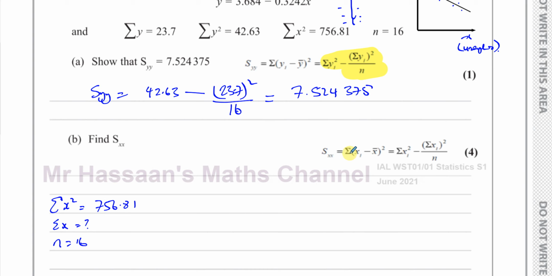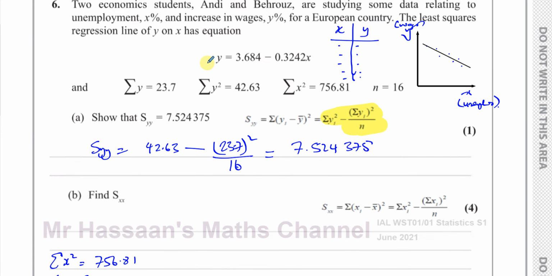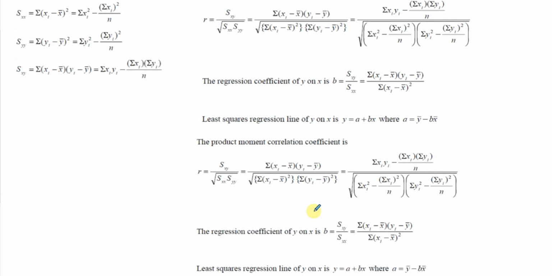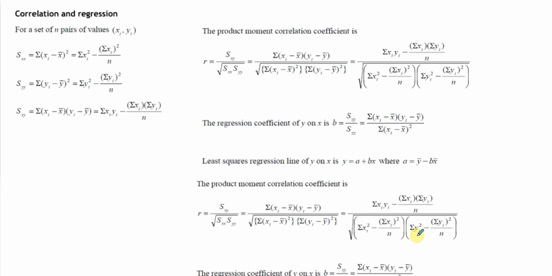How are we going to find the sum of x? Well, again, if we look at our formula book, we can see what we do have here is the regression line, the equation of the regression line of y on x. We have that. And you see the equation of the regression line of y on x is given by this formula, y equals a plus bx. And you can see inside this formula, there is x bar. Now, x bar means the sum of x divided by n. That's what x bar is.